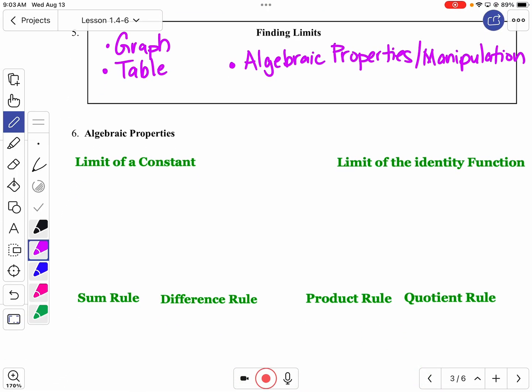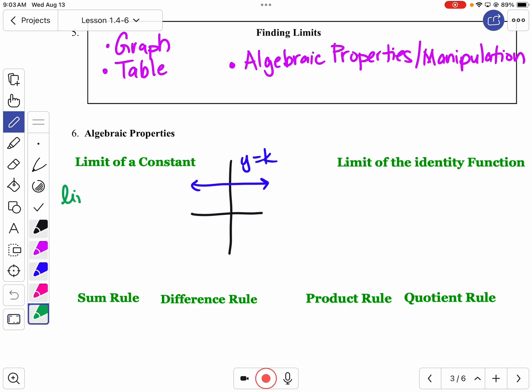When we talk about the limit of a constant function, a constant function would be y equals 4, y equals 7, y equals negative 21.3. All right? So a constant function would look something like this. It would be the line y equals k, whatever that k value is.